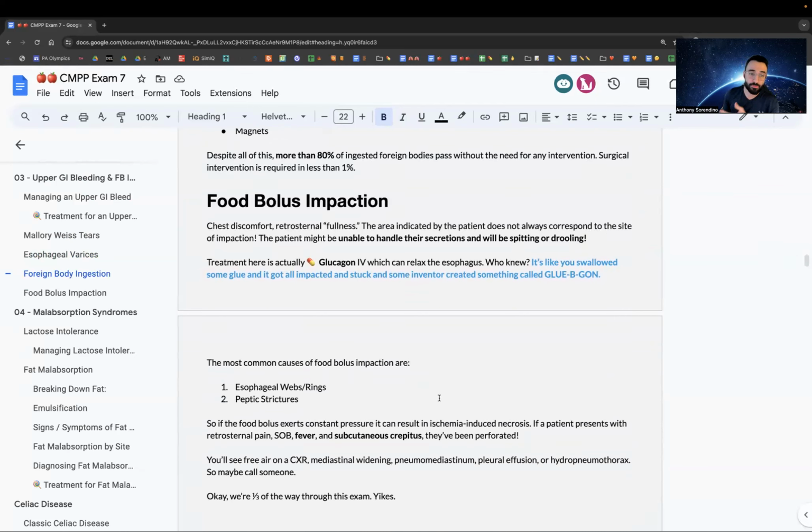Okay, so food bolus impaction. We're going to have this chest discomfort, retrosternal fullness. The area indicated by the patient doesn't always correspond to where it's actually happening.